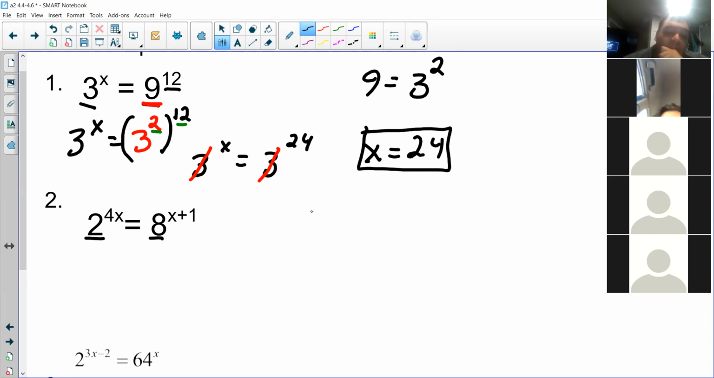Alyssa, what does 8 equal when you were talking about a power of 2? Like 2 to the power of what equals 8?